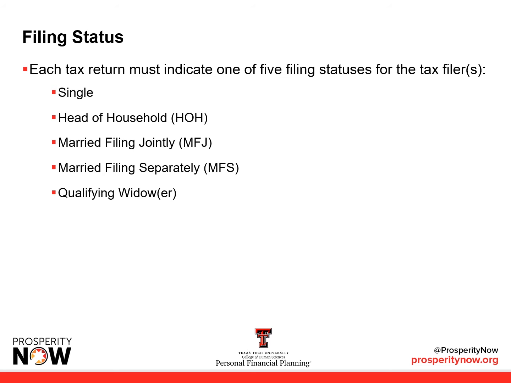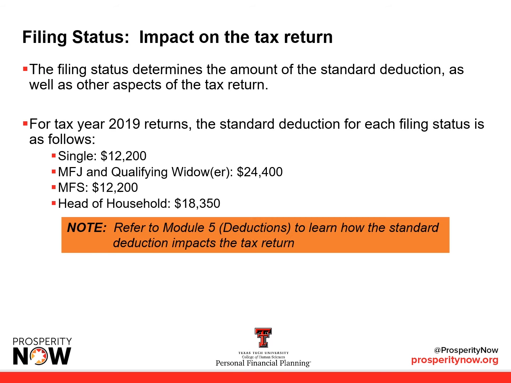Each tax return must indicate one of 5 filing statuses for the tax filer or filers: single, head of household, married filing joint, married filing separately, and qualifying widow or widower. The filing status determines the amount of the standard deduction as well as other aspects of the tax return.